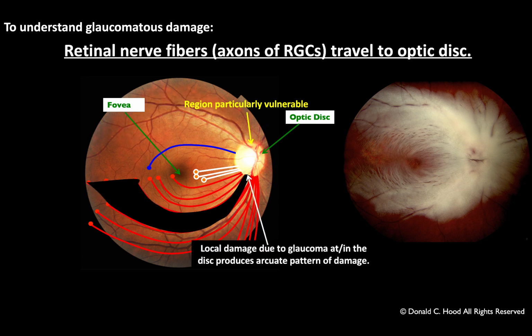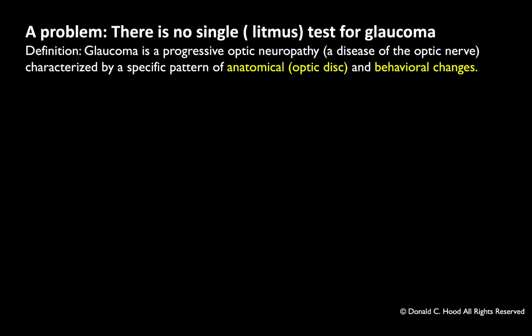Okay, now, local damage, because damage occurs at and in the disc, at the lamina cribrosa, you're going to get these characteristic arcuate defects from local damage. Here's another example. All right, now why is that important?